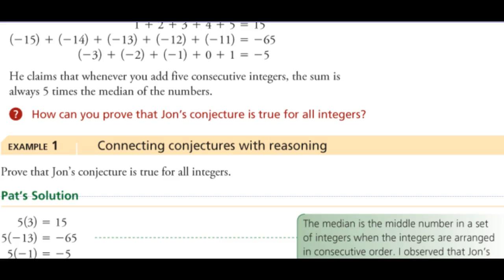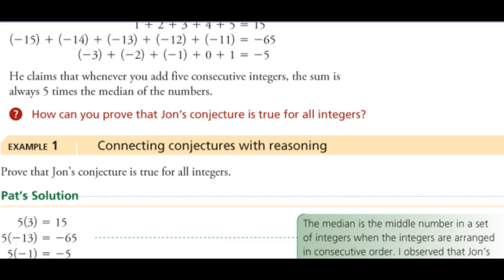So he says that this is true for all integers. Okay, so what we just did here is inductive reasoning. We tried it, we just picked some random numbers, it worked. We tried it, picked some random numbers, it worked. Tried it again, picked some numbers, it worked. Okay, that's inductive. So then we assume it works all the time, which isn't true. Okay, sometimes it's not true.